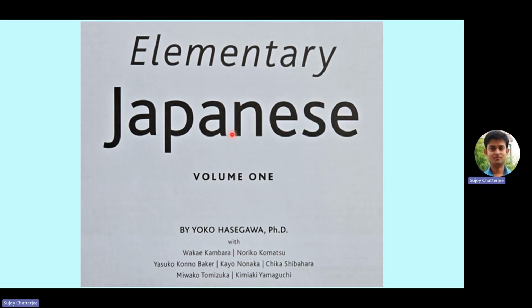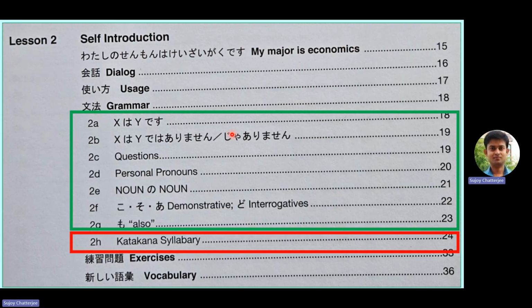This is the front page of the book Elementary Japanese Volume 1 by Yoko Hasegawa, and the names of the supporting authors are also mentioned here. This is the content of lesson 2. The green box indicates the content that we have already discussed in the previous two lectures, and we had started the katakana syllabary in the last lecture in which we introduced the various characters, and today we will take it forward and understand how to use the katakana syllabary to convert foreign words into Japanese using this writing system.